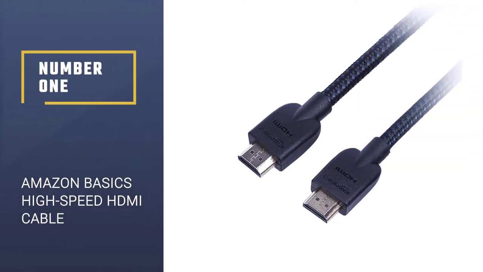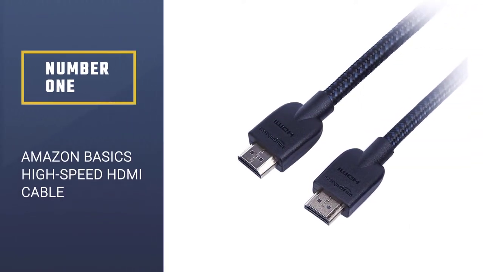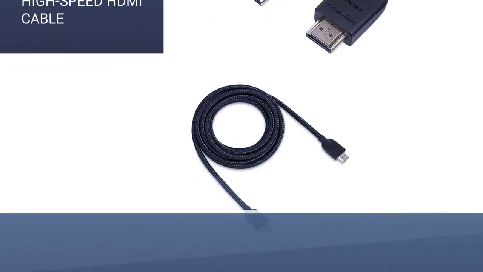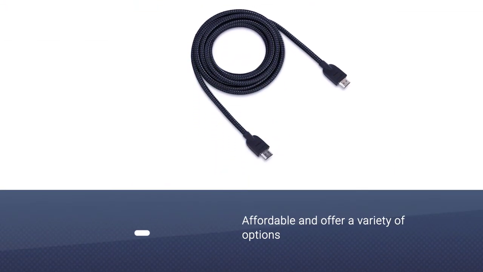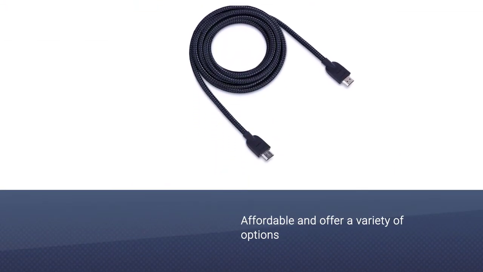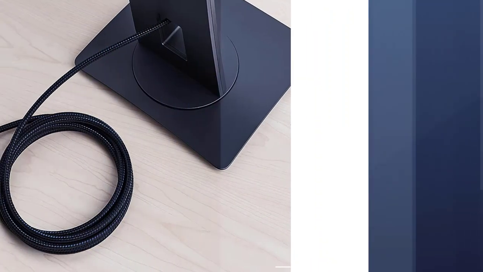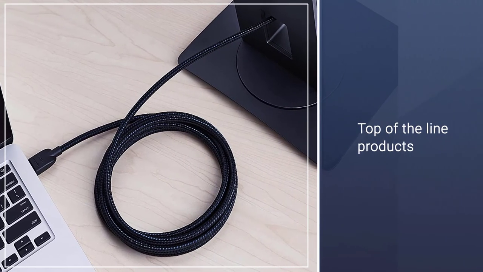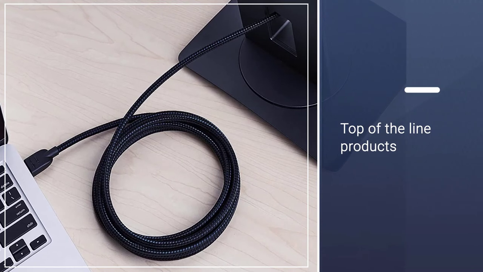Number 1, most popular: Amazon Basics High-Speed HDMI Cable. Amazon Basics cables are affordable and offer a variety of options, with lengths of up to 25 feet. This is a top-of-the-line product and meets all the latest HDMI standards.